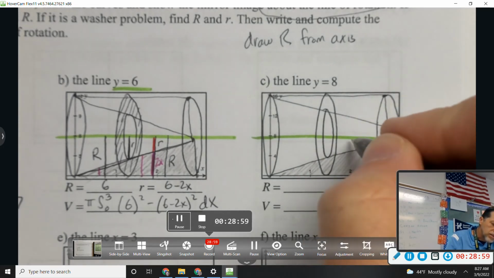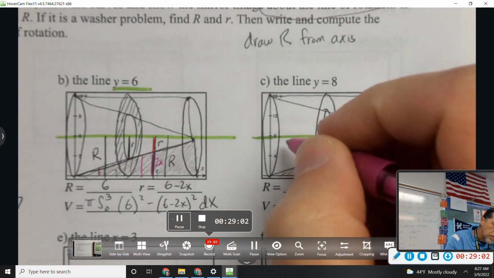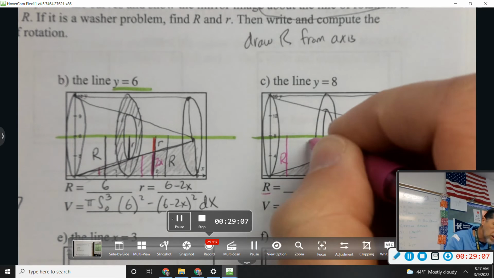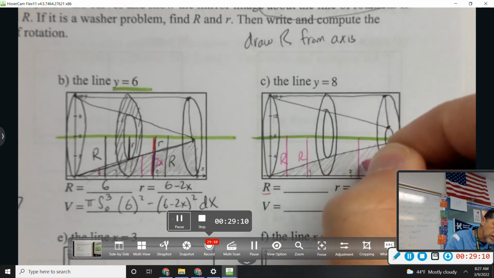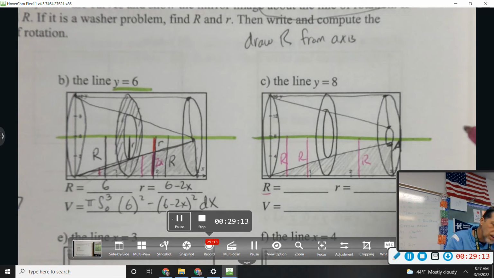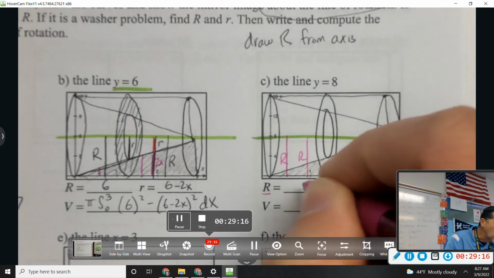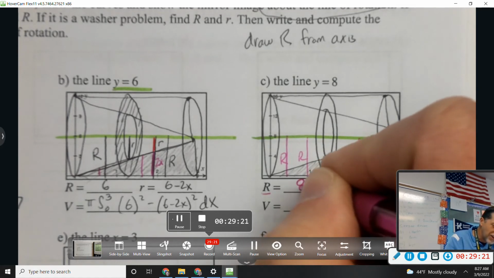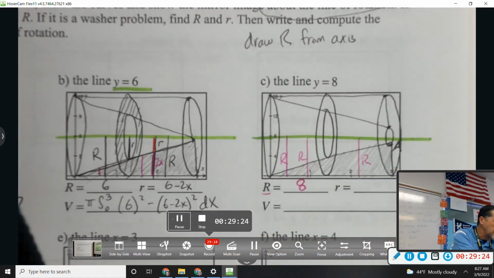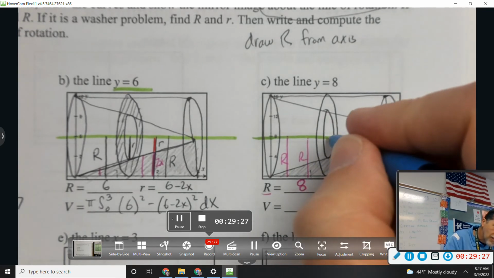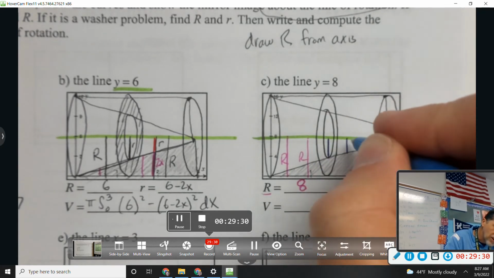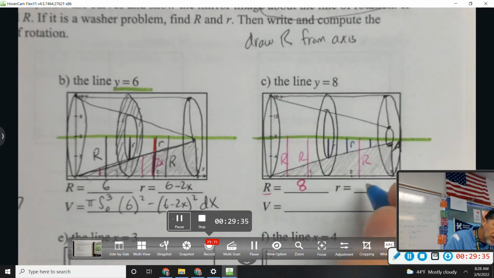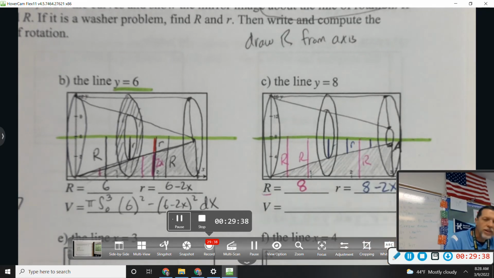So big R. Is big R changing or is big R constant? Big R is constant. And what's it equal to? 6. Oh, 8. Which one? Don't worry about it. 8. Big R is 8. Little r from axis to edge there, it's changing. 8 minus 2x. It's real similar to that last one, except it's 8 instead of 6.